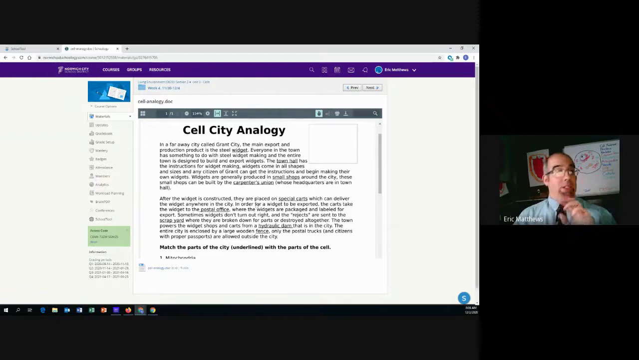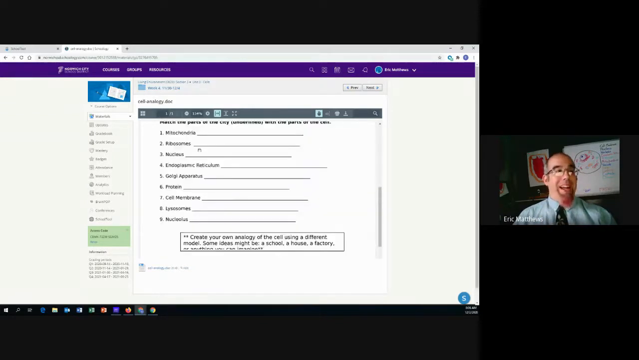So, for example, I start everybody off the same way. Widget, that underlined term. This is what the cell city makes. This is the thing that it makes, the thing that it releases, that it sends out to other cells. And I help everybody out by pointing out that widget is our analogy for protein. So right here for protein, you would write down widget. Now, with that knowledge, we know that this cell is making protein.